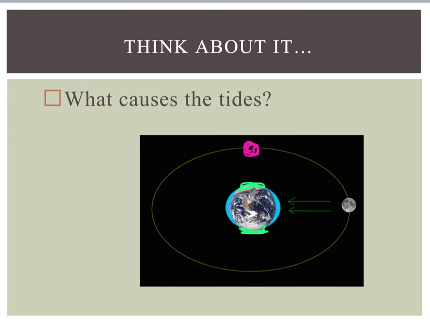So that is Newton's law of gravitation and some of the effects that it has on the Earth. And we will look at a little bit of math in the next video.